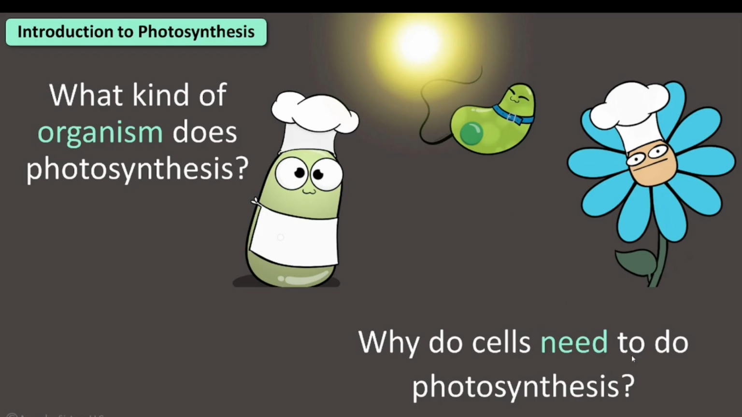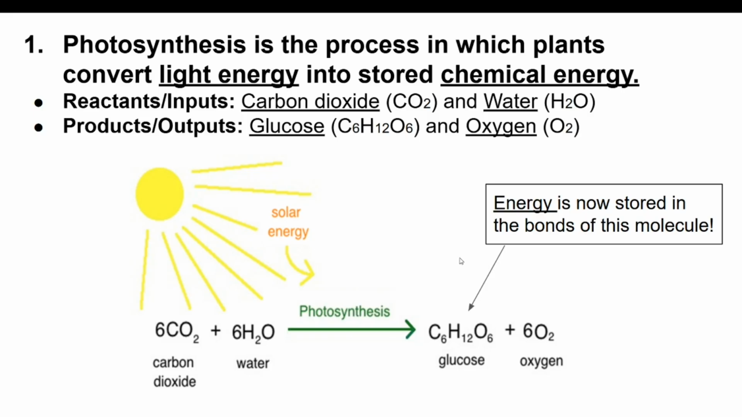So why do cells need to do photosynthesis? They need to be able to make their food in order to survive. All right, so what is photosynthesis? Photosynthesis is the process in which plants convert light energy into stored chemical energy.